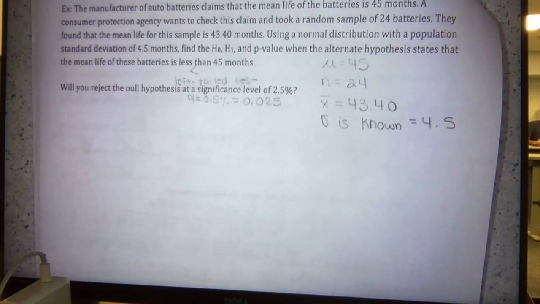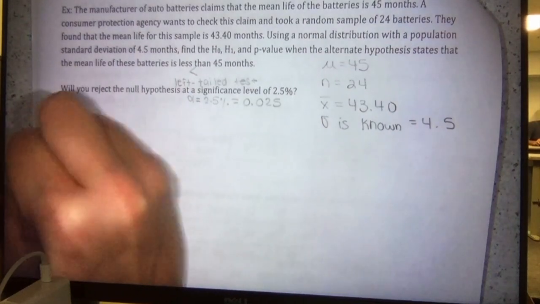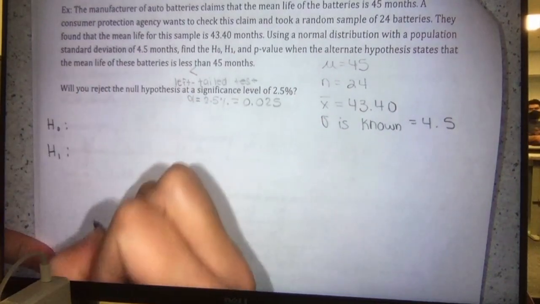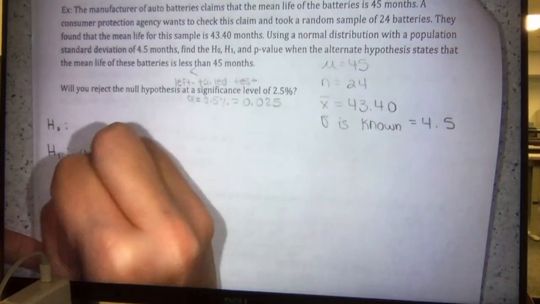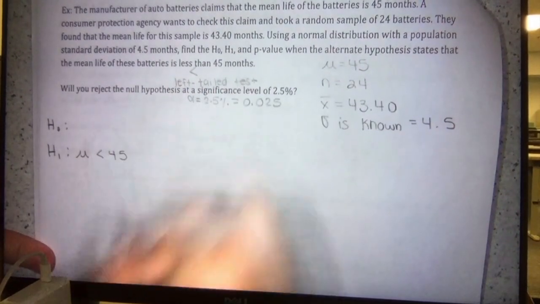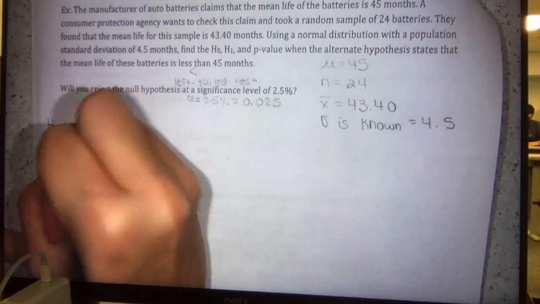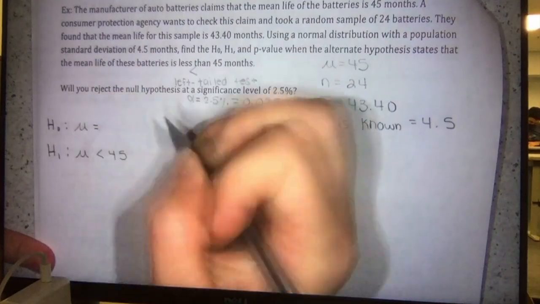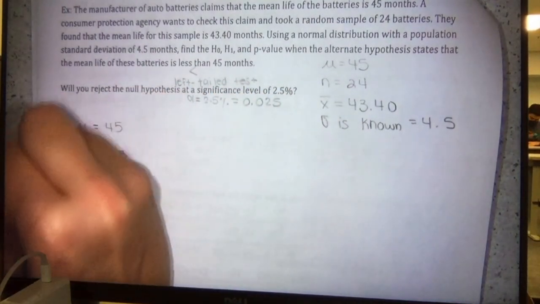All right, so we have everything that we know. Let's start taking this. So we need to find the null hypothesis and the alternative hypothesis. They tell us the alternative hypothesis is that the mean is less than 45. So going back to that first page, we can say that our null is that the mean equals 45, or is greater than or equal to, either way. But that'll be our first answer.